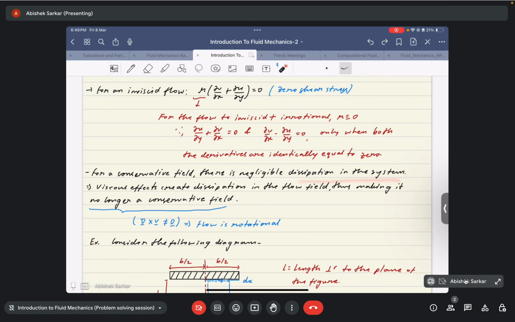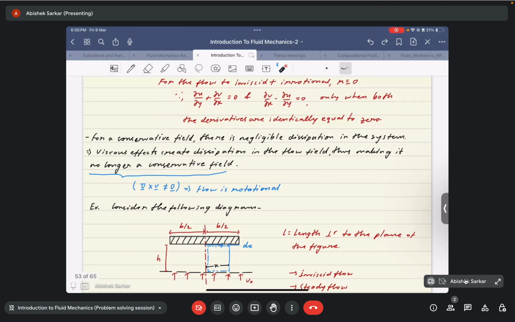And it is mentioned here again that viscous effects create dissipation in the flow field, thus making the flow no longer a conservative field, basically no longer an irrotational flow. Basically, if the flow is irrotational, it is considered to be a conservative field. So it is again one concept to be learned.